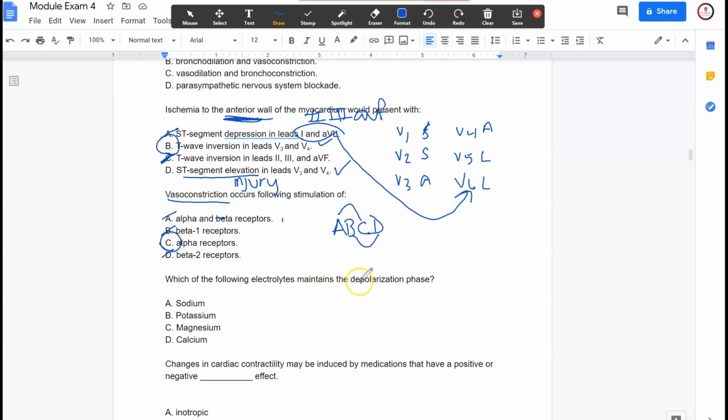Which of the following electrolytes maintains the depolarization phase? Again, this is a little bit of memorization. It's also a little bit of what we talked about, that prolonged QT. We talked about this is caused by calcium. So if our depolarization is prolonged, or that repolarization is extended, that means that the depolarization is extended. Calcium.